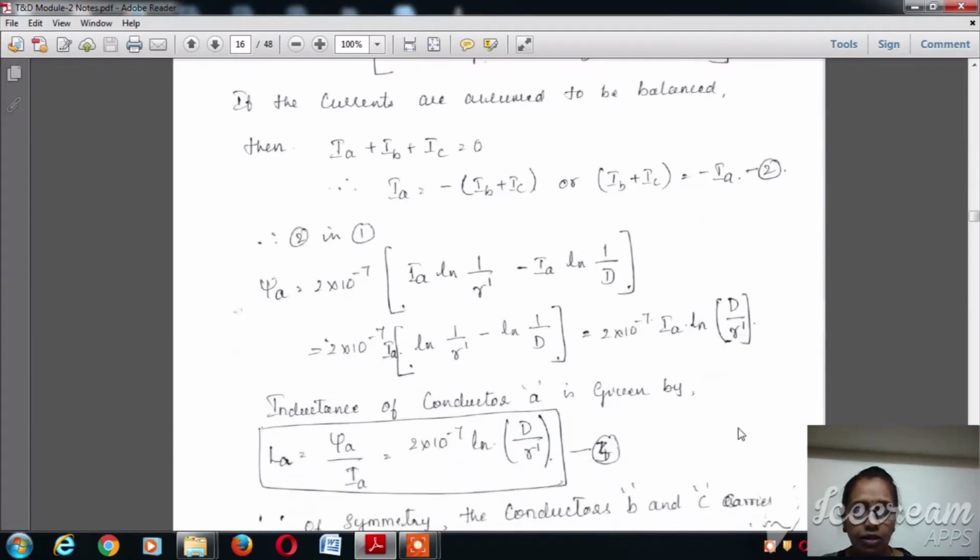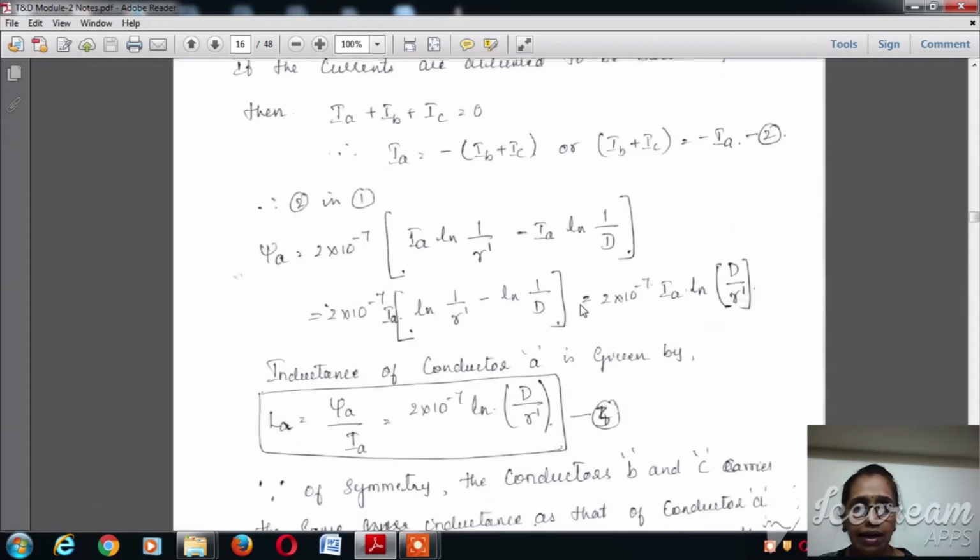Okay. So the inductance of the conductor A is given by LA is equal to psi divided by I. So for the conductor A, it is psi A divided by IA. Now psi A is 2 into 10 to the power minus 7 into IA into ln D divided by R dash. So this whole over IA is 2 into 10 to the power minus 7 into ln D divided by R dash. Keep this as equation 3.